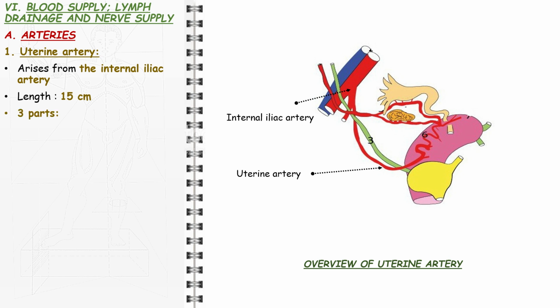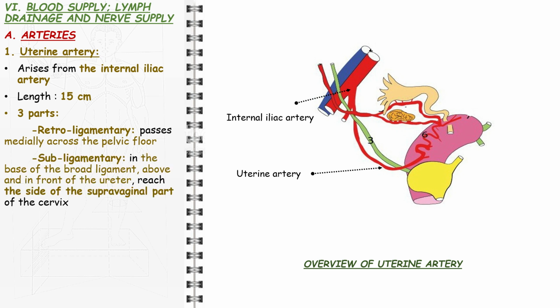The parietal and retroligamentary part passes medially against the pelvic wall until the ischiatic spine and across the pelvic floor, and is in contact with, forwards and laterally, the umbilical and obturator arteries, backwards, the vaginal arteries, and, medially, the ureter. The subligamentary part is transverse in the parameter, forming a coil in front of the ureter 2 cm outside the supravaginal part of the cervix and 1.5 cm above the vaginal fornix.